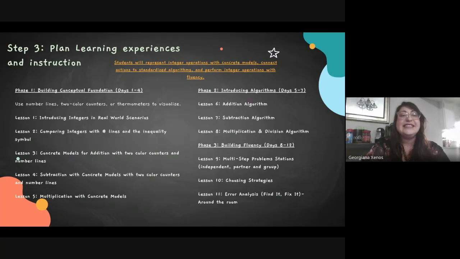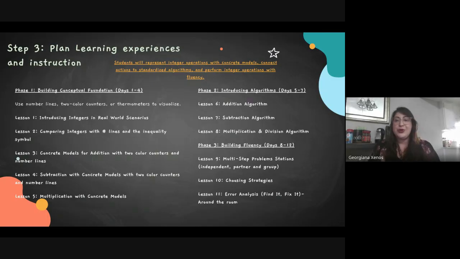Phase 1 is building the conceptual foundation. That's going to be day 1 through 5. I see I made a little typo there. Sorry, guys. But 1 through 5 is going to be our conceptual foundation, right? Utilizing the models, really visualizing what they may already know about negative and positive numbers. This is kind of activating the prior knowledge, or activating the schema a little bit, utilizing visualization to get them to understand the algorithm later on. And so that whole entire process is going to be within the first 5 days.